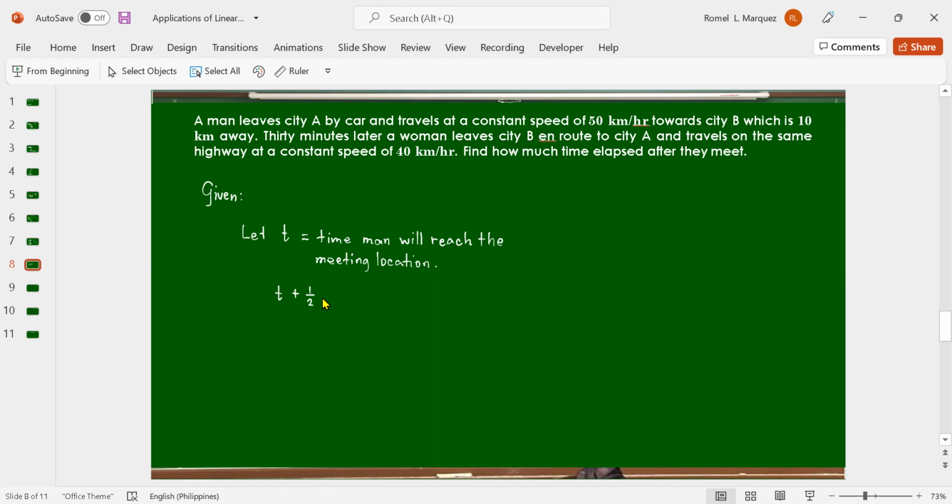Or that is T plus 1/2. This is the time the woman will meet. Why is her time longer? Because she left late. Okay? So to the time of the man, add 1/2. Okay? This is the time the woman will reach the location, where they will meet along the way. The man's car will reach the meeting location. Okay, guys?